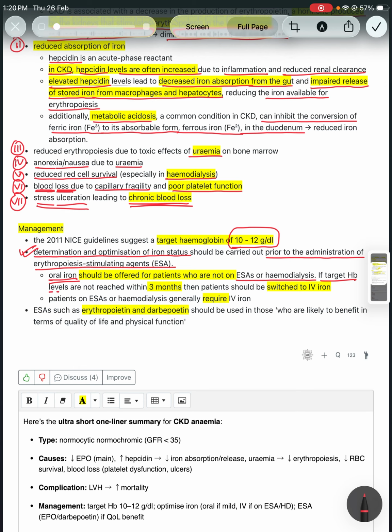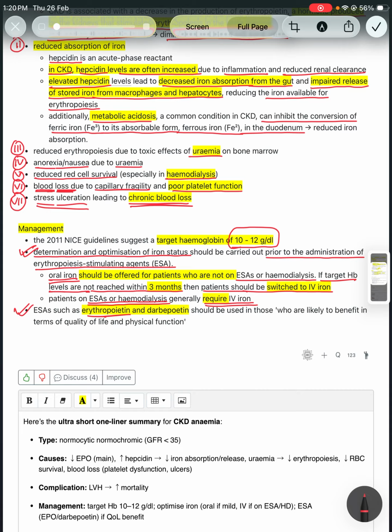If target hemoglobin levels are not reached within 3 months, then the patient should be switched to IV iron. Patients on erythropoiesis stimulating agent or hemodialysis generally require IV iron.